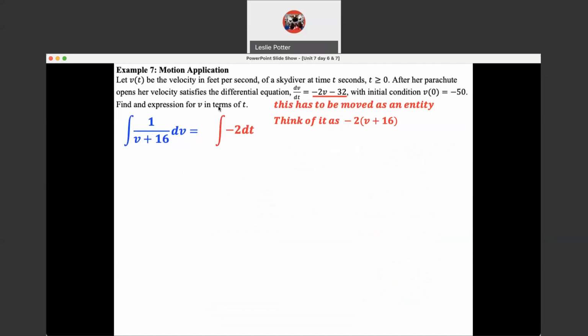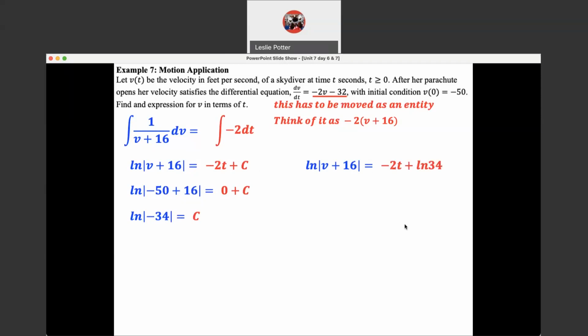Looking at this again, remember that the focus here is logarithmic and exponential scenarios. This is going to be the natural log of v plus 16. This is going to be negative 2t plus c. I'm going to fill in the initial condition. So when v is equal to negative 50, t is equal to 0. So c is the natural log of the absolute value of negative 34, which is just the natural log of 34. So the particular solution here is natural log of v plus 16 equals negative 2t plus natural log of 34.